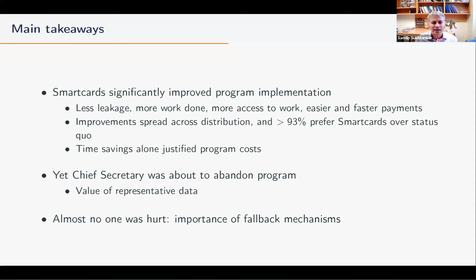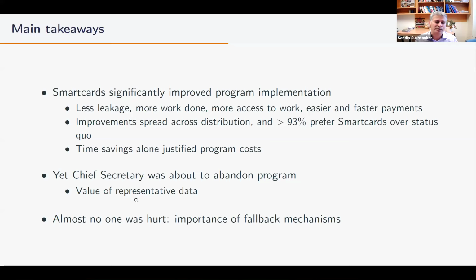One of the big takeaways is that before he saw all of our data, all he'd heard about was from the 2% of people who didn't like it for whatever reason. Maybe they were in cahoots with the local officials. Maybe they genuinely had problems getting the program. And because this is India, 2% of people is thousands and thousands of people. So the chief secretary, all he heard was the complaints about the program, not the benefit that it was giving to the vast majority of people, and he was about to abandon it until he saw all this data. So it's really, really important to collect this data.